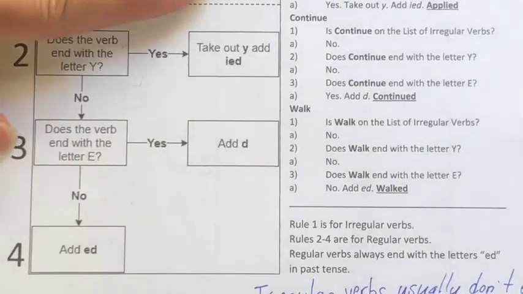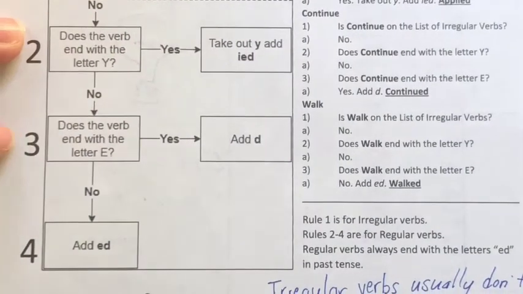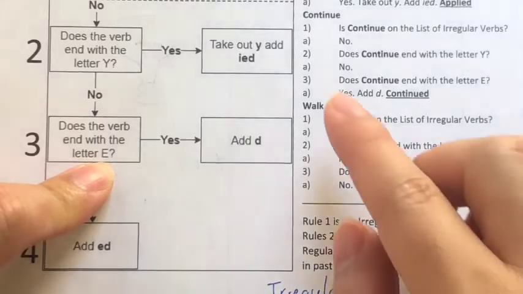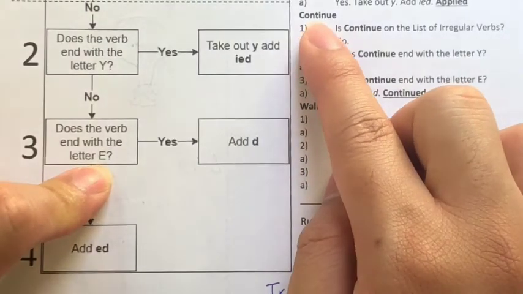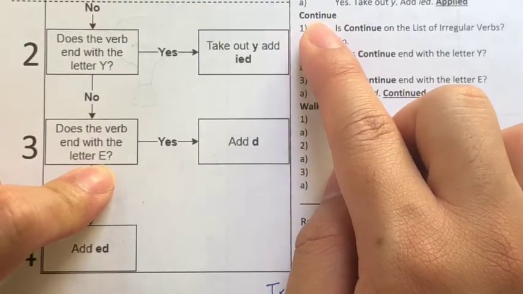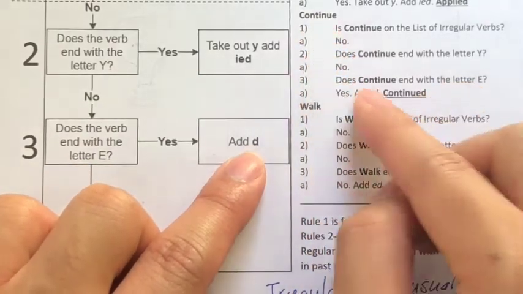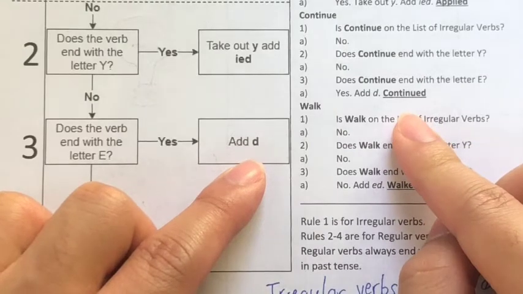Number 3. We use rule number 3 for verbs that end with the letter e. For example, continue. Continue ends with the letter e. So we add the letter d. We change continue to continued in past tense.